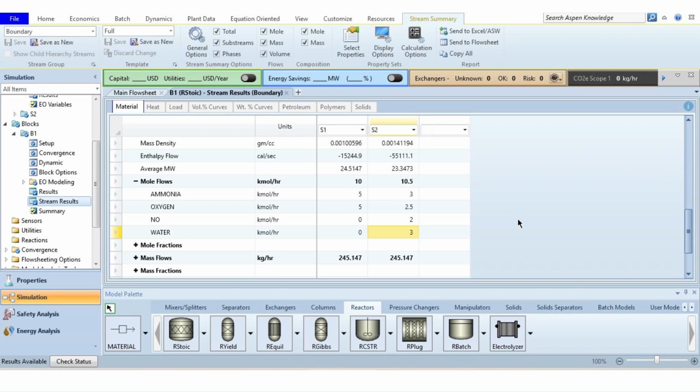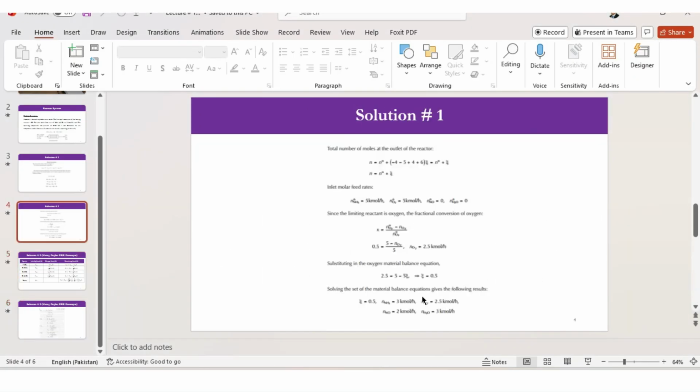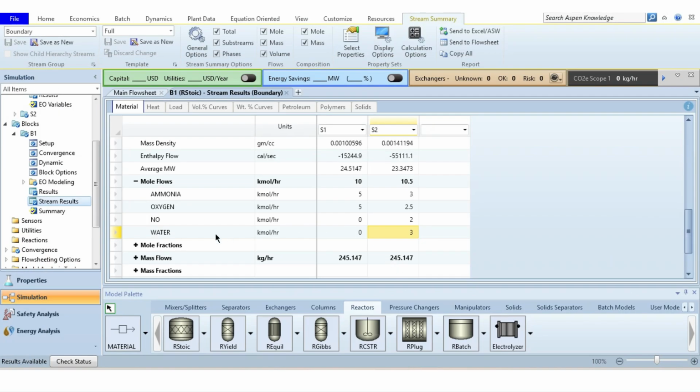Going to the third part, that was the comparison. If I take you back to the slides, the molar flow rate of ammonia was 3, oxygen was 2.5, NO was 2, and H2O was 3. So water is 3, NO is 2, oxygen is 2.5, and ammonia is 3. So both results, the manual or handwritten calculations and the Aspen results, complement each other, or they are equal. This was the objective of today's activity, to make you understand that manual calculations are equally important and play a vital role once we talk about the Aspen calculations as well.